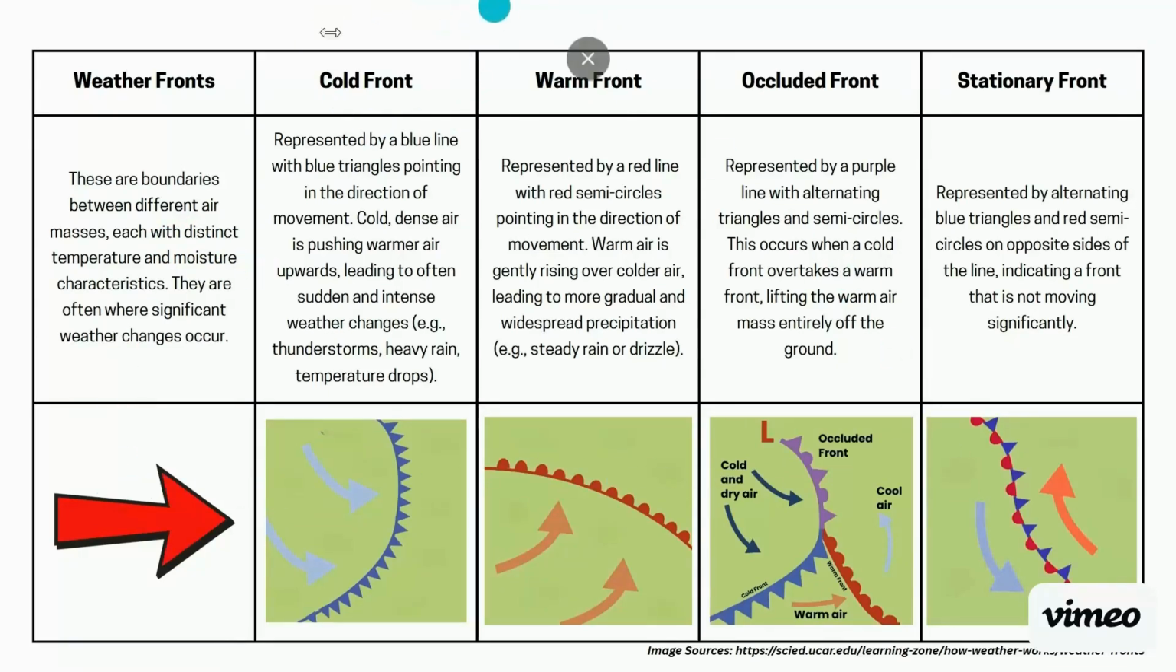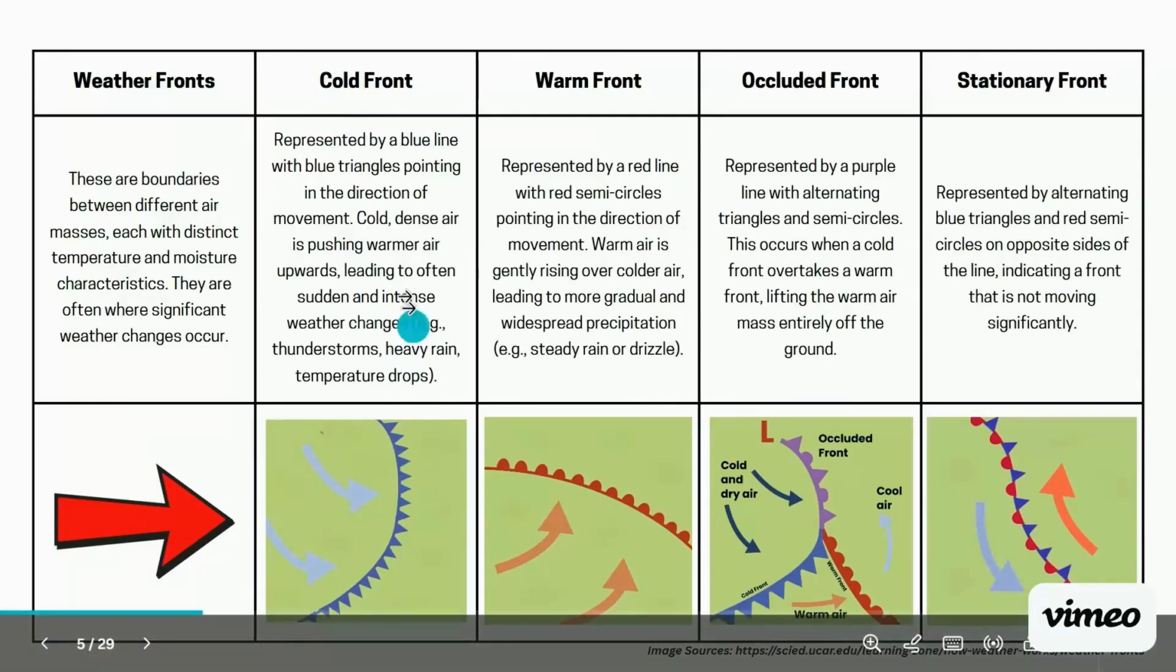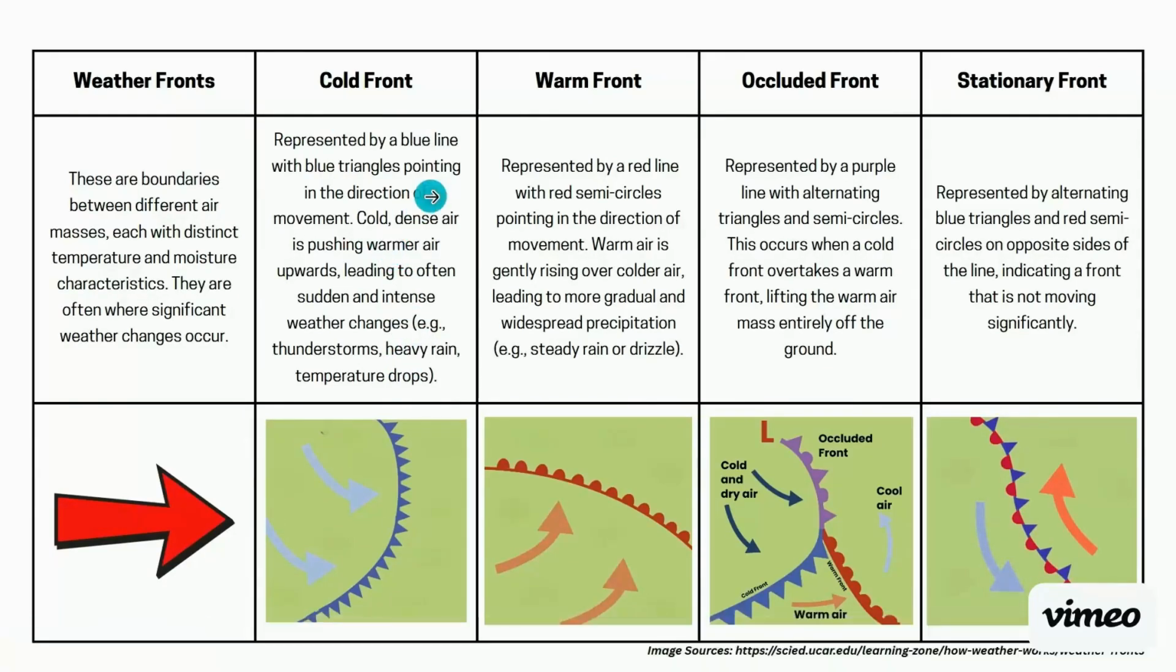Firstly, it's your cold front, represented by a blue line with blue triangles pointing in the direction in which it moves. Cold, dense air is pushing warmer air outwards, often leading to sudden and intense weather changes. So, for example, there can be thunderstorms, heavy rain, and the temperature drops.